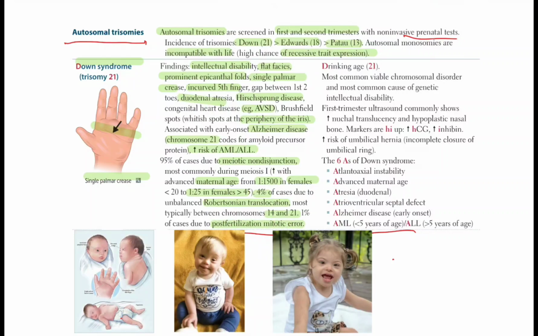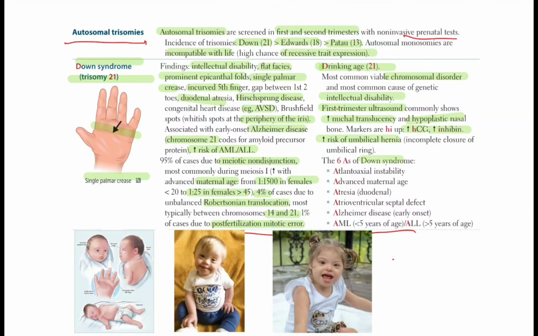So how will we remember Down syndrome? Drinking age is 21. D for Down syndrome and 21 for trisomy 21. Most common viable chromosomal disorder. Down syndrome is the most common cause of genetic intellectual disability. So when a question asks what is the most common genetic cause of intellectual disability, the answer would be Down syndrome. First trimester ultrasound commonly shows increased nuchal translucency and hypoplastic nasal bone. Markers are high: increased hCG, increased inhibin, increased risk of umbilical hernia.